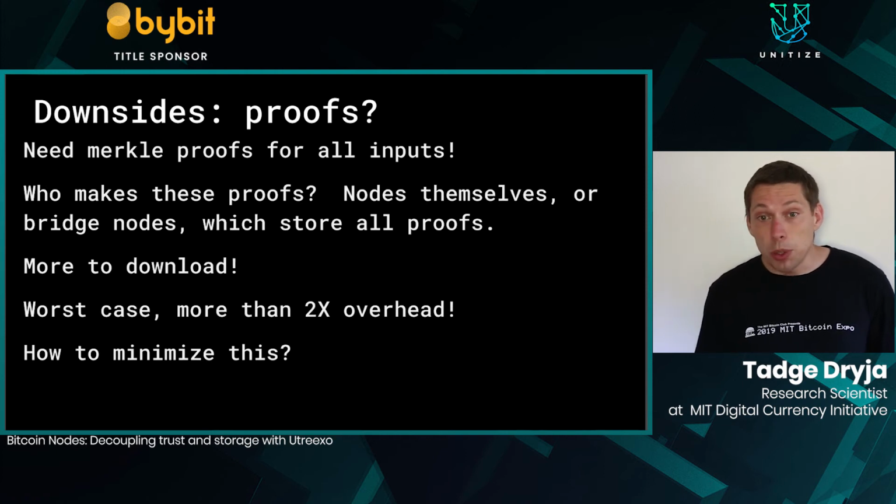Bridge nodes, it works, right? It ends up being a couple gigabytes. You can run it on a regular laptop. It's not too intense. But you do need some of them to sort of provide these proofs for the network. And those proofs can then be propagated peer-to-peer. So you only need a few bridge nodes to support potentially many Utreexo nodes.